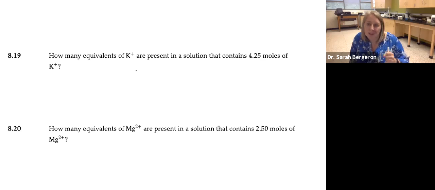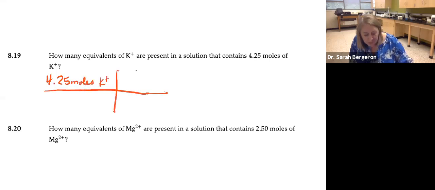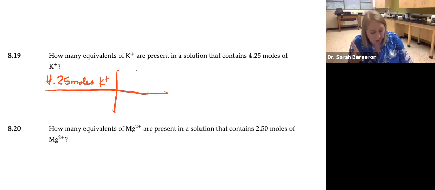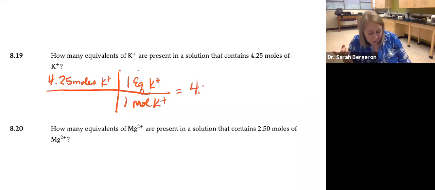Okay. All right, how many equivalents of K+ are present in a solution that contains 4.25 moles of K+? Dimensional analysis. All right, so what do you start with? You start with 4.25 moles of K+. All right, so what happens? Well, I need to remember that because my potassium carries a charge of +1, I have 1 equivalent charge in K+ per 1 mole of K+. So what does that tell me? I have 4.25 equivalent charges in my potassium.